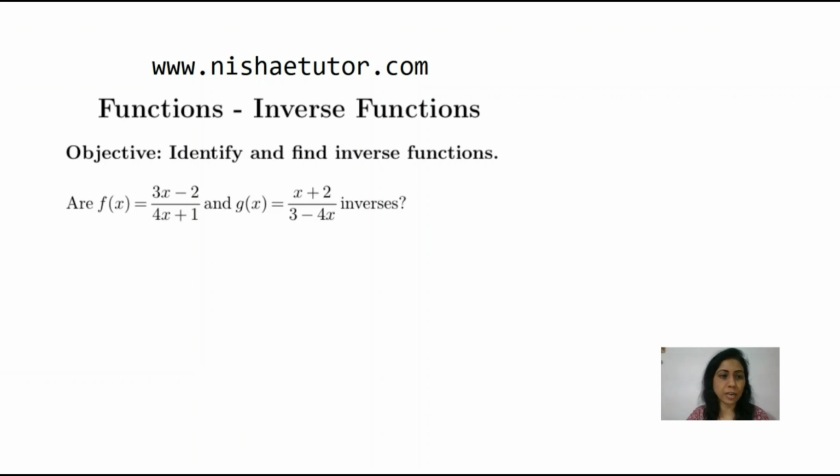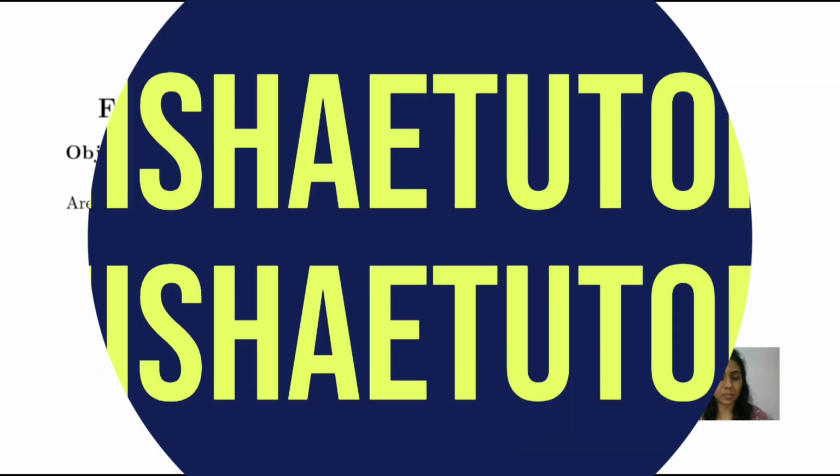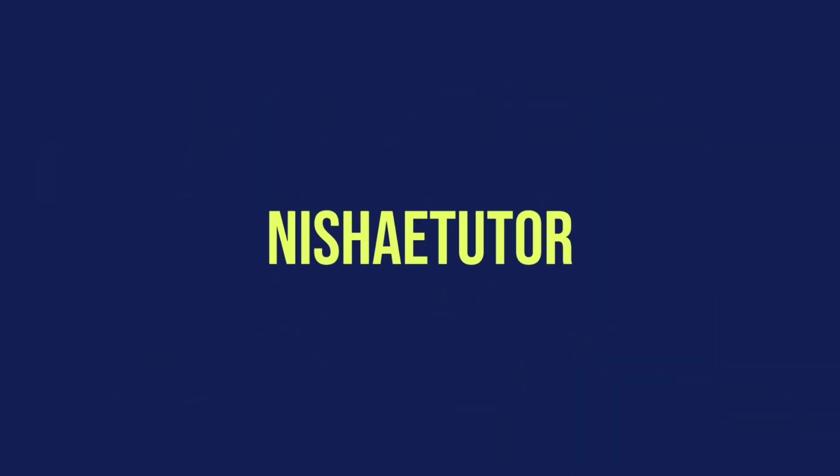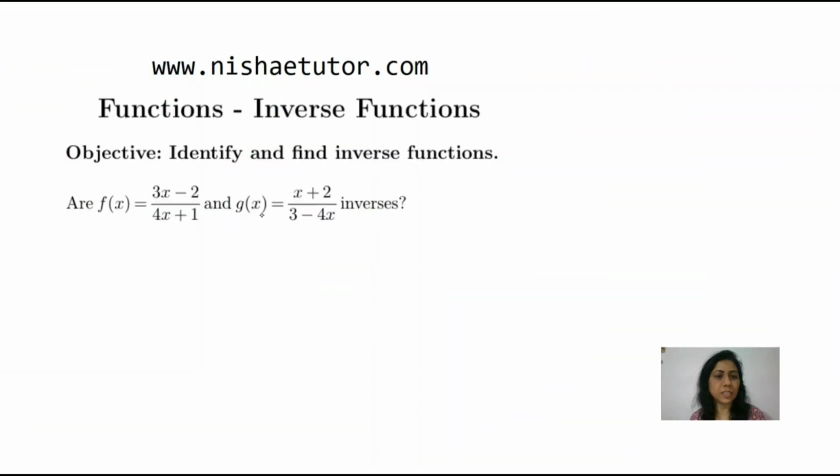In this video, we are going to find whether these functions are inverses or not. Here, given f(x) = (3x - 2)/(4x + 1) and g(x) = (x + 2)/(3 - 4x). We can easily find out whether f(x) and g(x) are inverses or not if they satisfy the composition of functions equal to x: f(g(x)) = x.